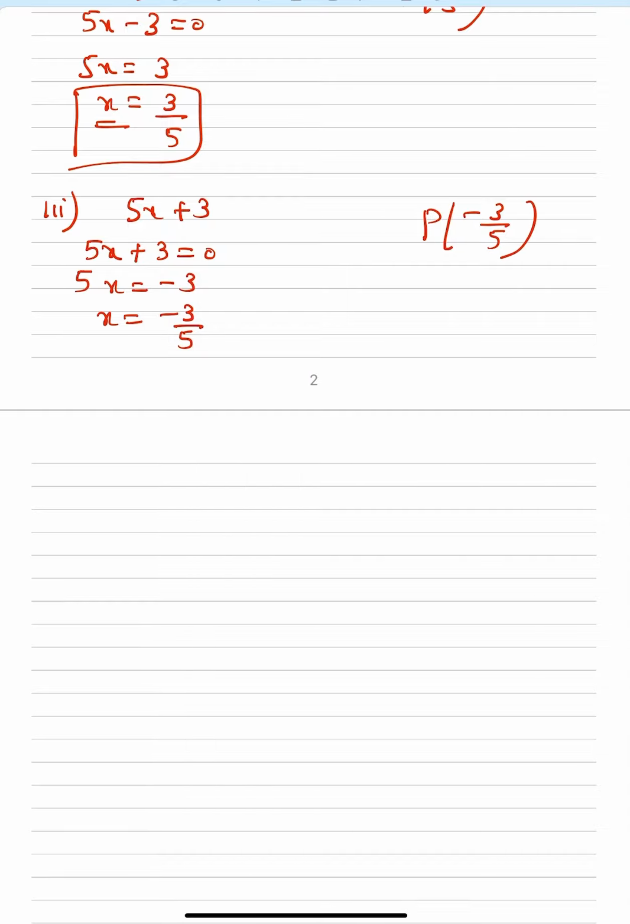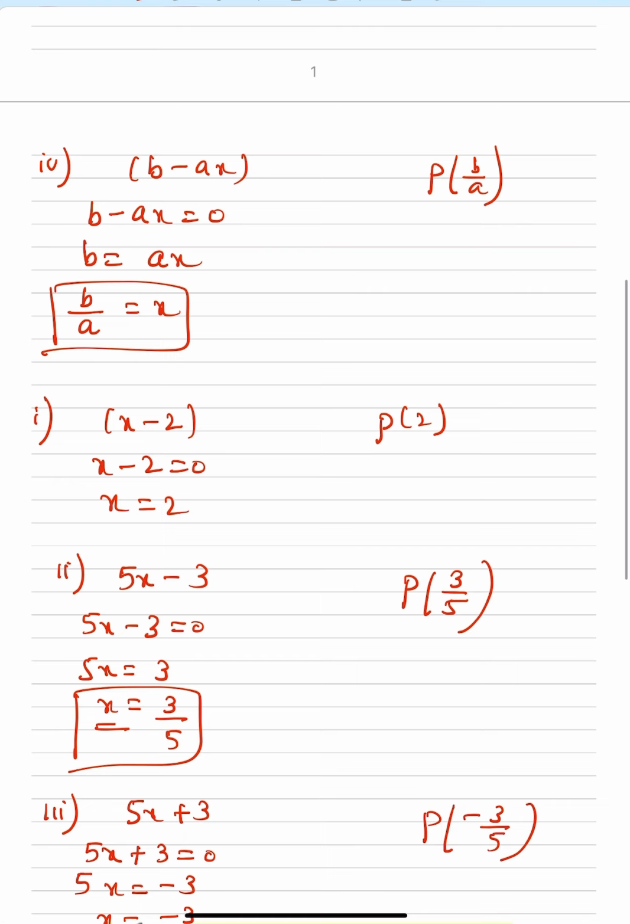Got it? These are just examples of the above conditions. Okay? Don't mix it. Got it? This way you have to do the remainder theorem, which is very easy. Don't make it complex. Okay? So these were the different conditions which you should know. Now let us take one example of the remainder theorem, which is very easy.